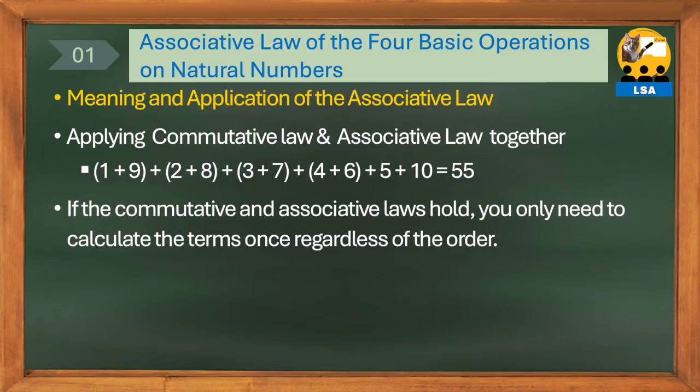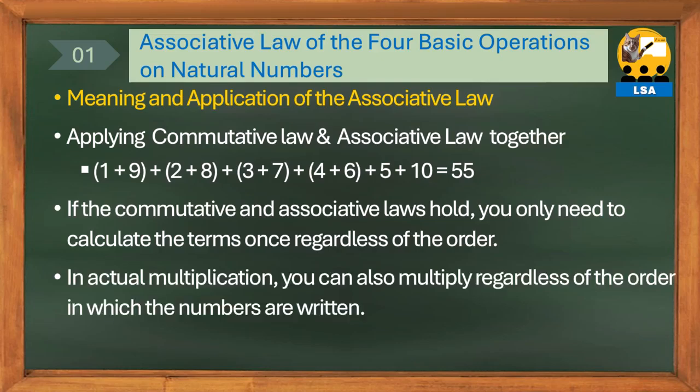If the commutative and associative laws hold, in actual calculations, you only need to calculate the numbers once regardless of the order. Natural number multiplication also satisfies the commutative and associative laws, so in actual calculations, you can multiply any number in the equation as needed regardless of the written order. Because natural number addition and multiplication satisfy both the commutative and associative laws, we don't have to worry about the order in which we write the numbers or the order in which we calculate them when adding and multiplying. You understand that we calculate very comfortably, right?